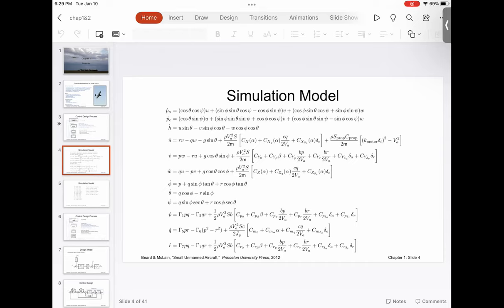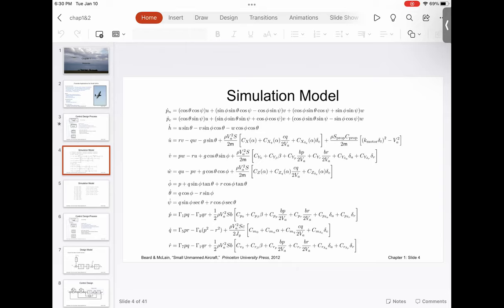Pn dot, Pe dot, and H dot, that is the application of Newton's law in X, Y, and Z direction. Mx double dot is equal to F. The only thing is you do one more integration. Then you have U dot, V dot, W dot. Those are the angular accelerations, the rate of change of angular velocity. So that is Newton's law in the rotational frame.